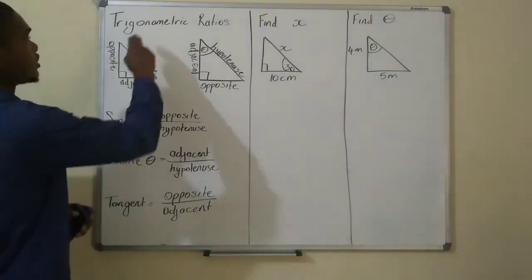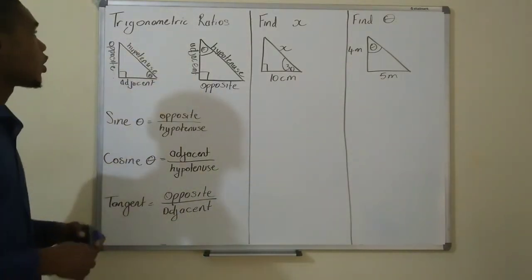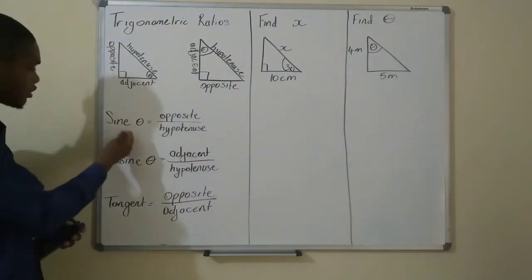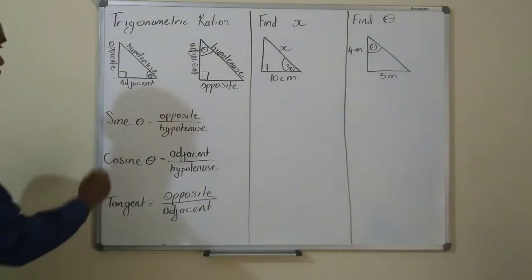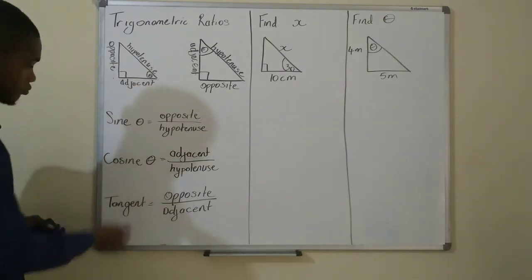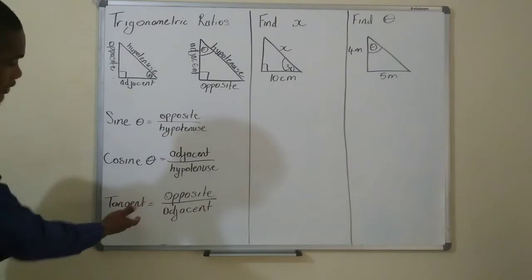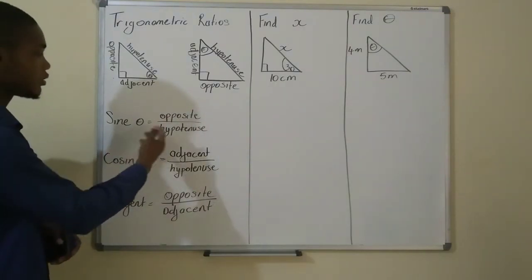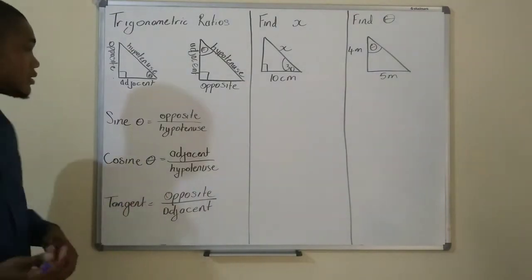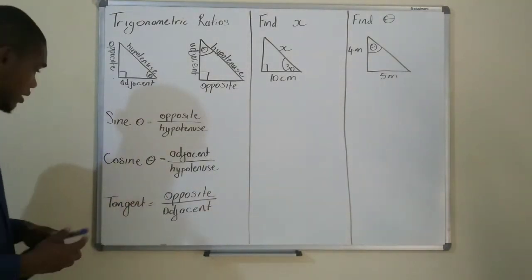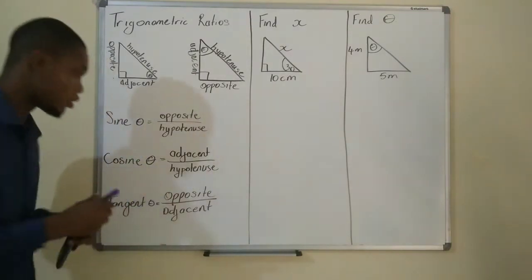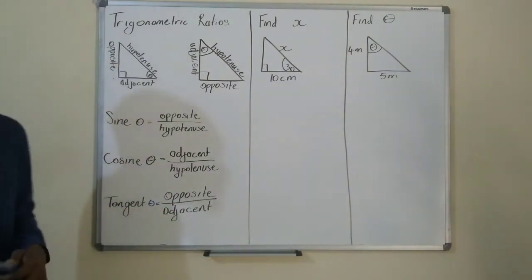Today we will be focusing on trigonometric ratios, or trig ratios for short. The thing that you need to remember is sine, cosine, and tangent, just these three. So sine theta is equal to opposite over hypotenuse. Cos theta is equal to adjacent over hypotenuse. And tan theta, let me put in the theta, is equal to opposite over adjacent.